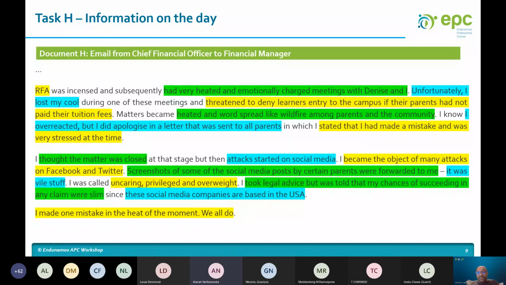All right, cool. Now let's talk about the social media stuff. Now, I thought the matter was closed at that stage, but then attacks started on social media. I became the object of many attacks on Facebook and Twitter. Screenshots of some of the social media posts by certain parents were forwarded to me. It was vile stuff. I was called uncaring, privileged, and overweight. I took legal advice, but was told that my chances of succeeding in any claim were slim, since these social media companies are based in the USA.